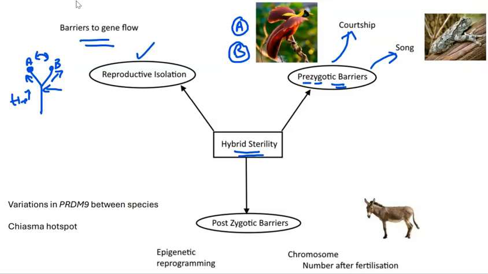This is the grey tree frog, and this uses very distinct songs for different species, and this isolates them, so that they don't respond to another species' song, and therefore they don't actually breed.